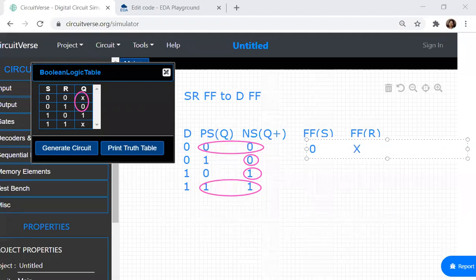Now coming to the next. 0 and 1 it has changed. So this will be 0 and 1. And next this will be 1 and 0. See, alternate combinations. This is not a problem. But when you have same combinations, this and this is a problem. Now 1 and 1. Where do I have 1? I have a 1 over here. I also have a 1 over here.